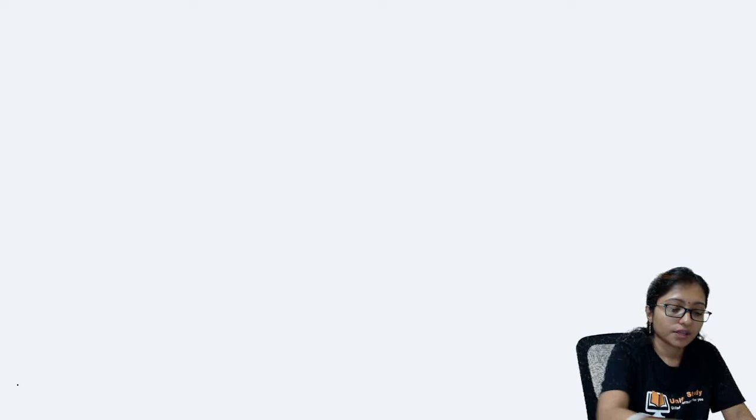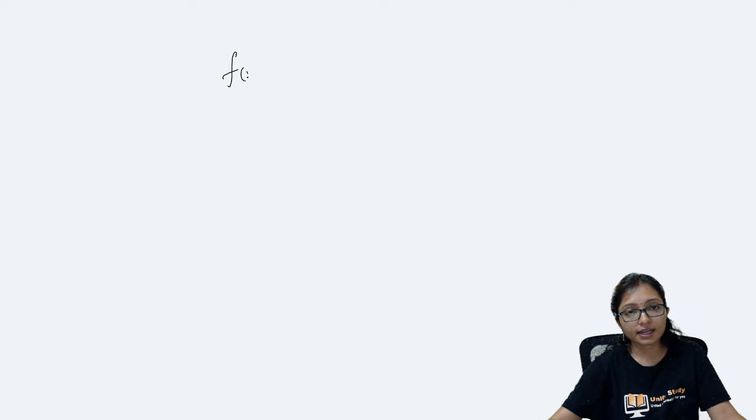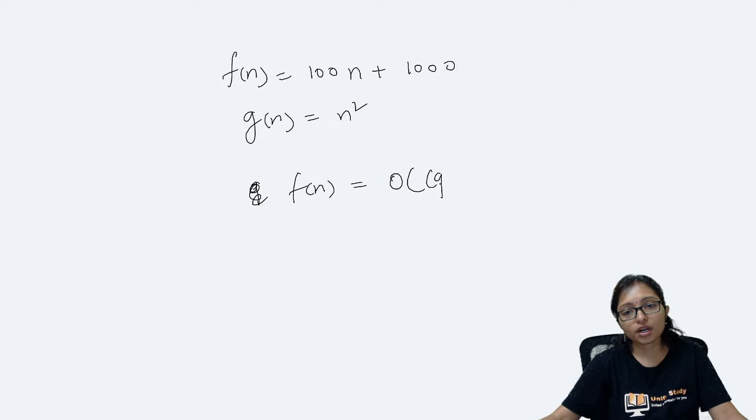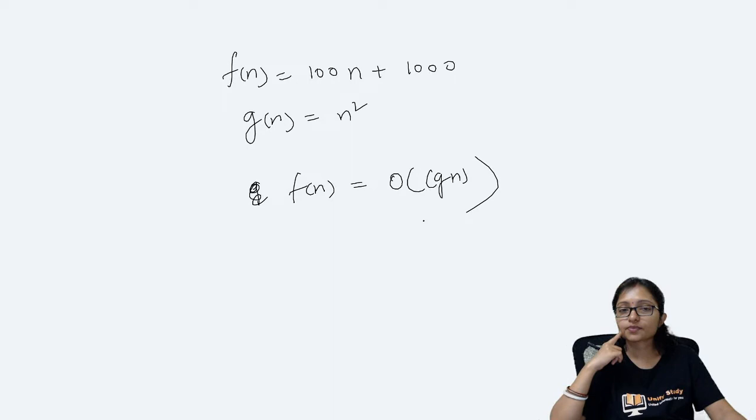Tell me one thing. If I am telling that fn equals 100n plus 1000 and gn equals n square, then how can I compare? Can I say that fn equals order of gn? Is it correct? Fn equals big O of gn, is this true or false? Tell me.